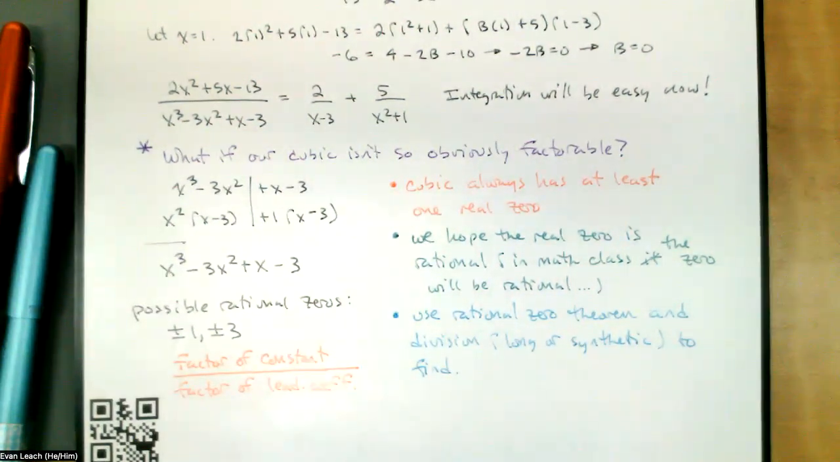So you can use long or synthetic division to check each of these things. X minus 1, X plus 1, X minus 3, X plus 3. You're looking for a remainder of 0. You could also just plug each of these 4 numbers in to find out which one gives you 0, but then you'll have to do the division anyway to find out what the other factor is.